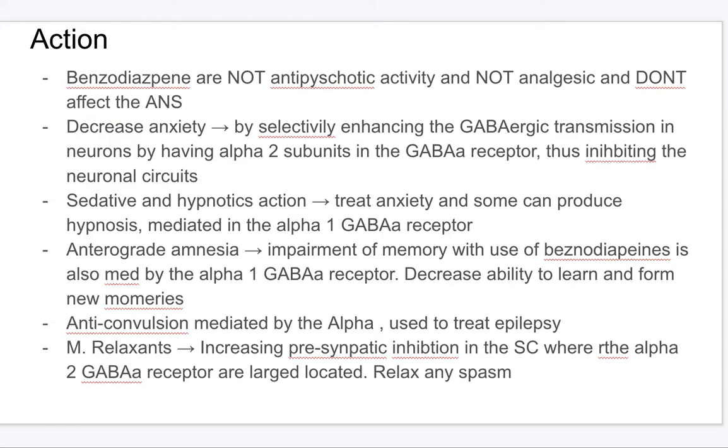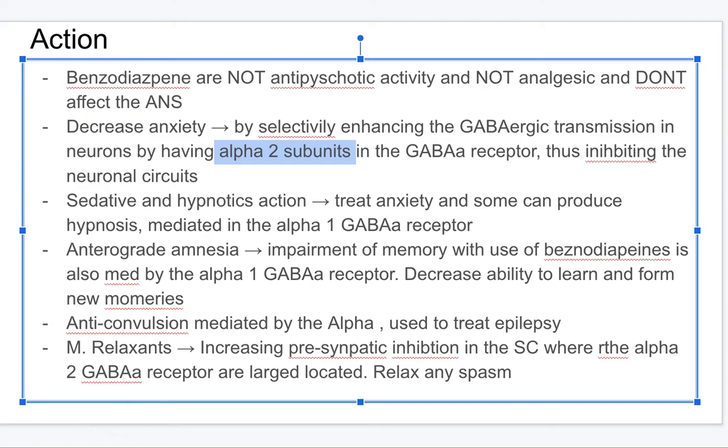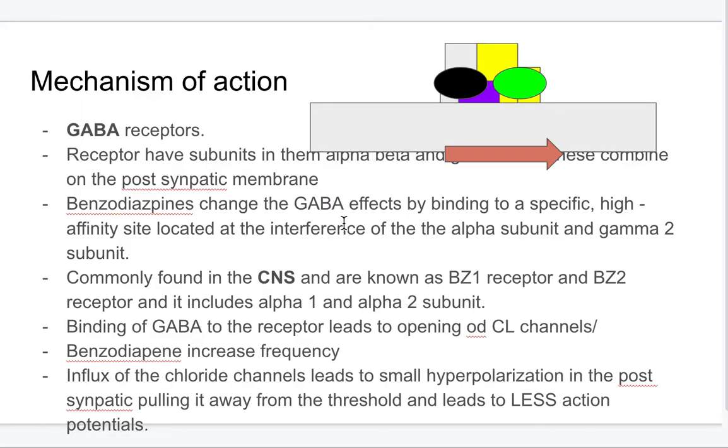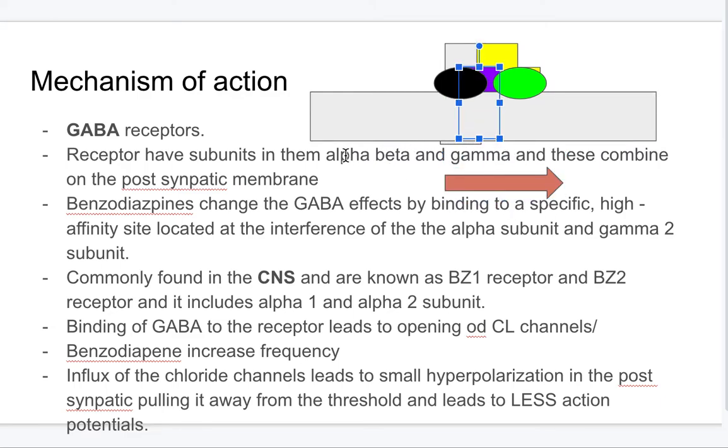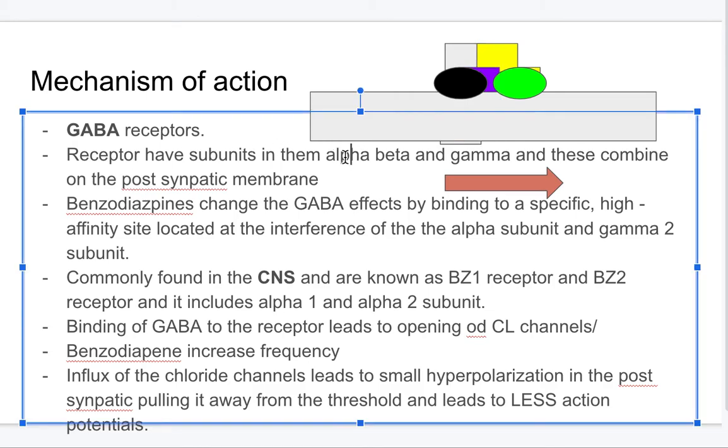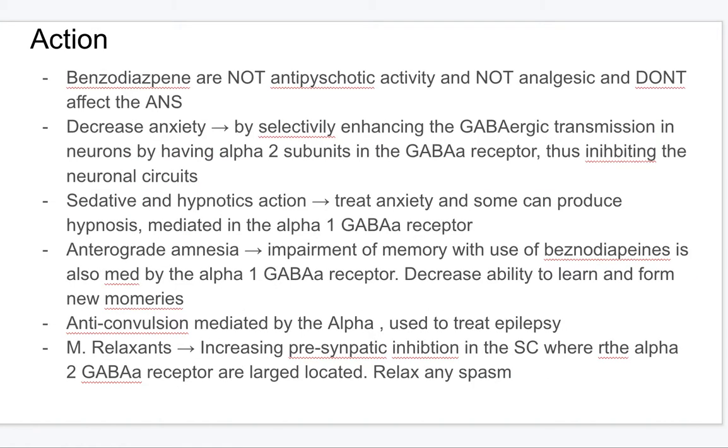Like I was saying, the first thing is that it is anti-anxiety. If you have anxiety, it enhances GABAergic transmission by binding to the alpha 2 subunits. Like I was saying in my first slide, the receptor is made out of 5 subunits, alpha, beta, gamma, and these combine in the postsynaptic membrane. When you want to decrease anxiety, it binds to the alpha subunit, and therefore there's more GABAergic activity and more inhibition. So you're going to feel less anxiety.